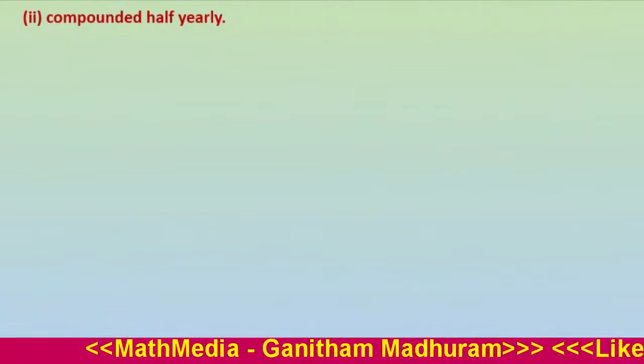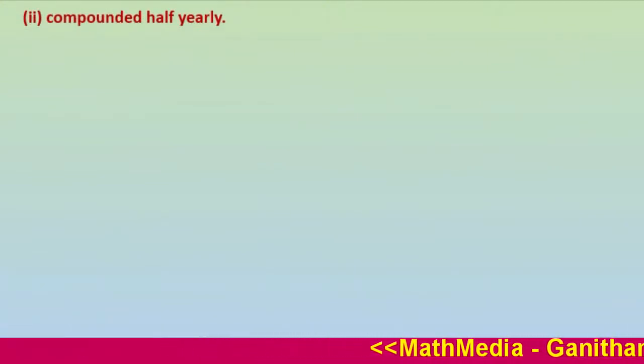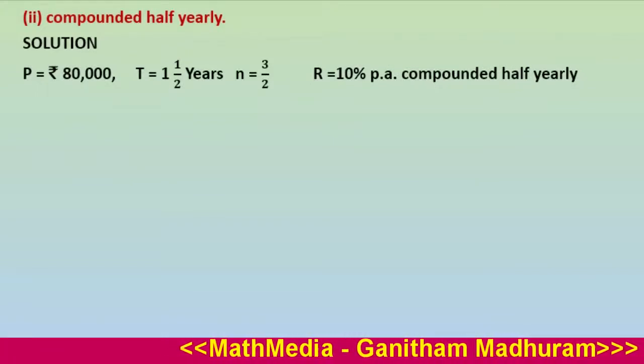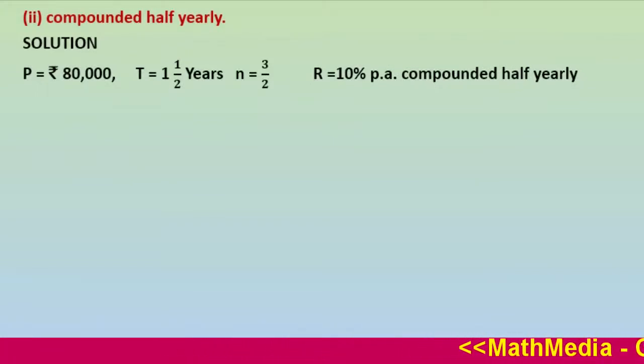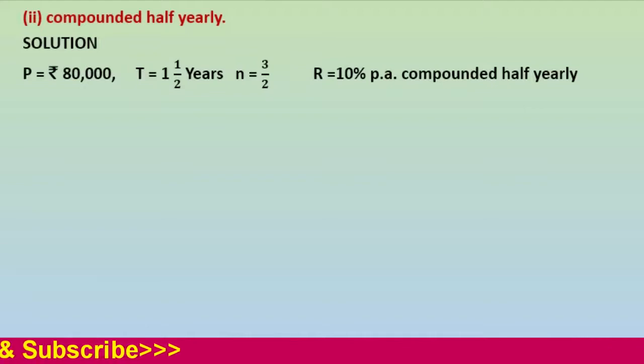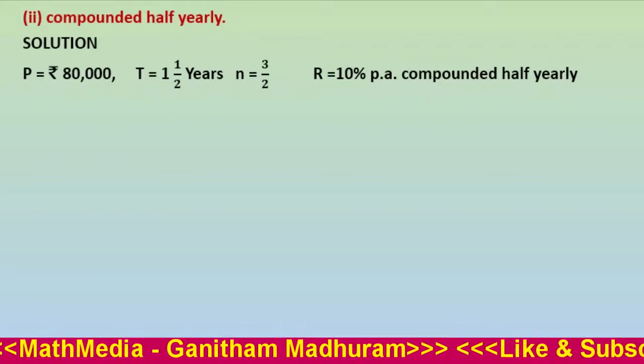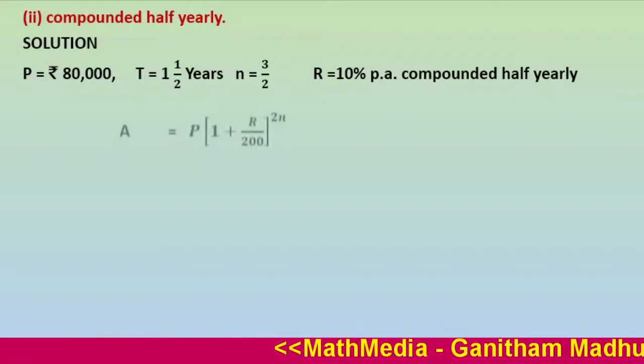Next we can find, if the interest is compounded half yearly, what amount he has to pay. So what is given in the question, we can write: principal equal to 80,000, T equal to 1 integer 1 by 2, that is, therefore n equal to 3 by 2. R equal to 10% per annum compounded half yearly.